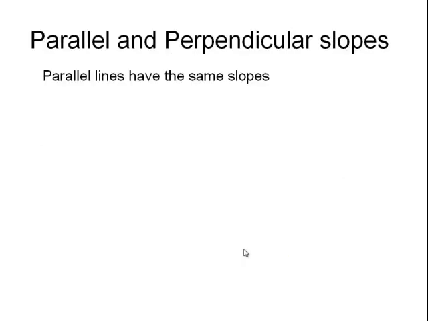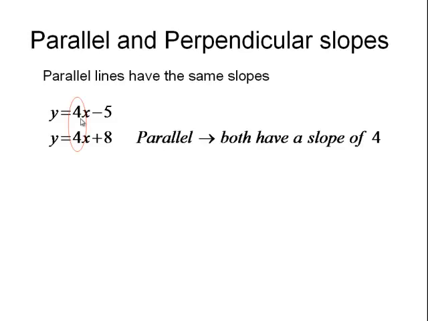Okay, now parallel and perpendicular lines. Parallel lines have exactly the same slope. So if we have two lines and you look in front of the x, the positive 4, that's the same, which means they need to be parallel. Now if they're identical, then they're the same line. But in this case, the 5 and the 8 are the intercepts. What's left is the 4, which is the slope, so those are parallel. If those are different numbers, then they're not parallel.